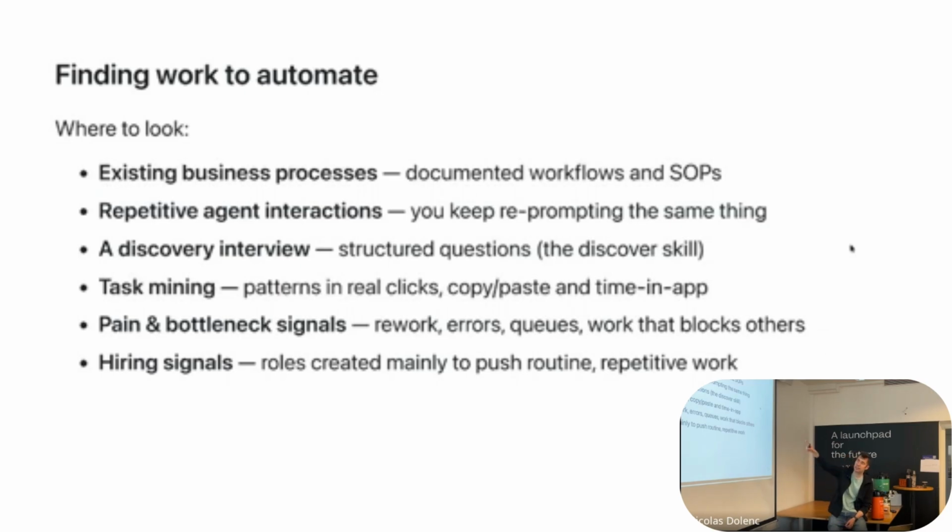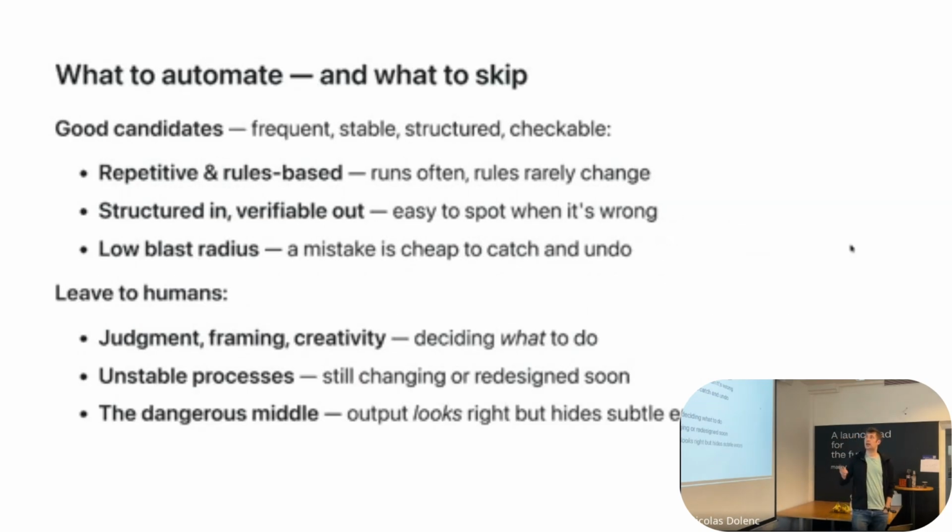That's the next slide. So anyway, I've listed a few other things that might be good signals and places to start looking for things to automate. Stuff to automate runs often, has very set rules, structured data in, and if something goes wrong, a mistake is cheap to undo or fix. So you might notice certain patterns. This is basically workflow territory. And then leave to humans what is kind of agent territory in a way: judgment, creativity, unstable processes, and so on.